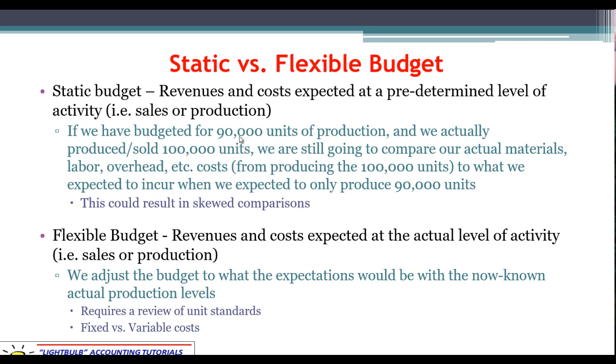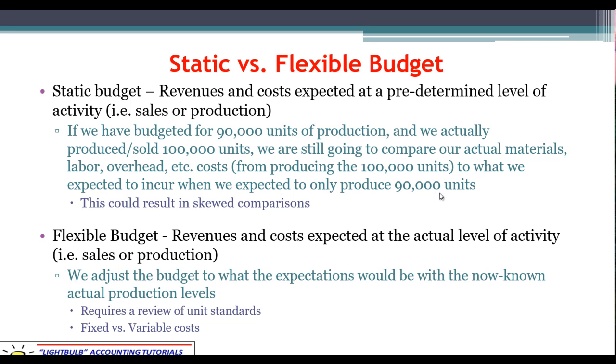So if we have budgeted for 90,000 units, but we actually sold more or produced more, 100,000 units, we're still going to stick to the 90,000 unit budget. Even though we sold more and things are expected to change at that higher level, we're still comparing to the 90,000 unit dollar amount. So we're comparing our sales at 100,000 to what we expected them to be at 90,000. Obviously, sales are going to be higher. We're comparing costs at 100,000 unit level to what they were expected to be at 90,000 units.